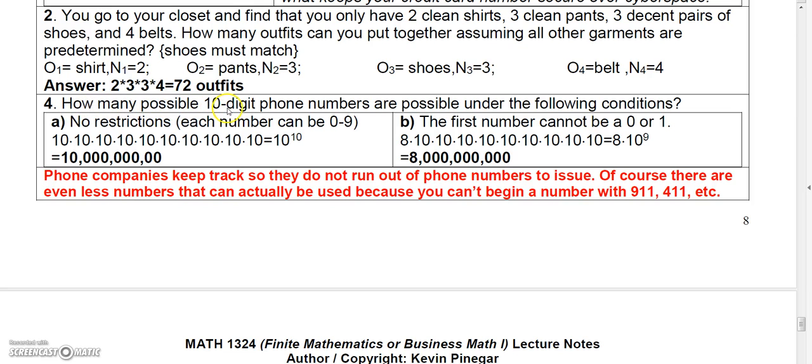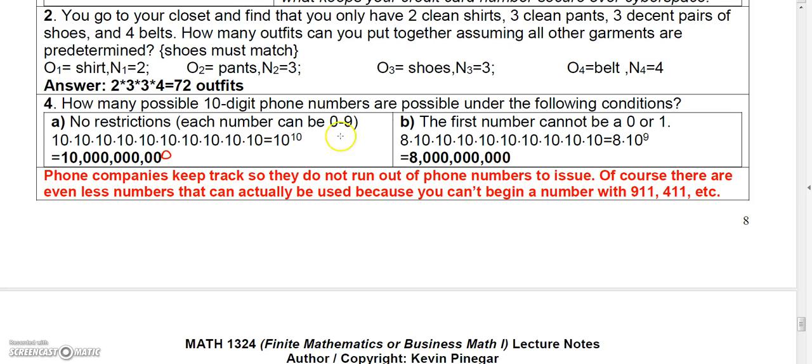How many possible 10-digit phone numbers are there under the following conditions? First of all, no restriction. So the numbers can be 0 to 9, and that's 10 digits, so that's 10 possibilities. So that means there would be 10 ways for the first digit, 10 ways for the second digit, 10 ways for the third digit, and so on, all the way out to the 10th digit. And so that would give you 10 to the 10 possibilities, which would actually be 10 billion. And I see I'm missing a 0 here, so let me put that in there for you.